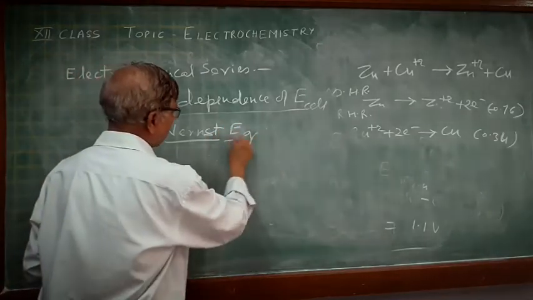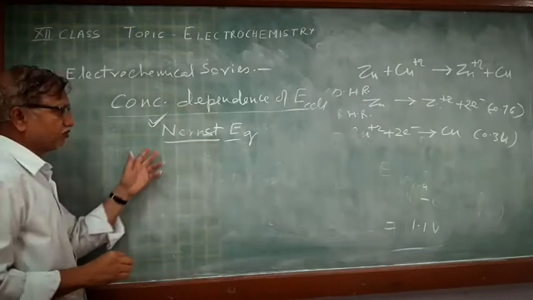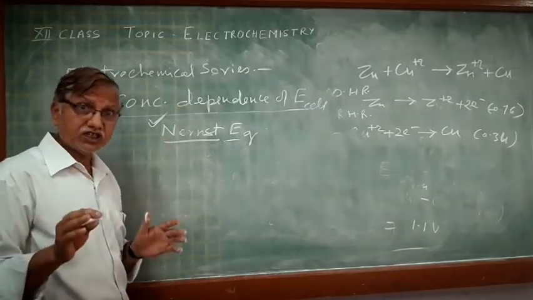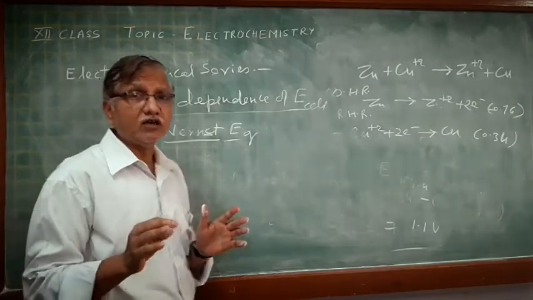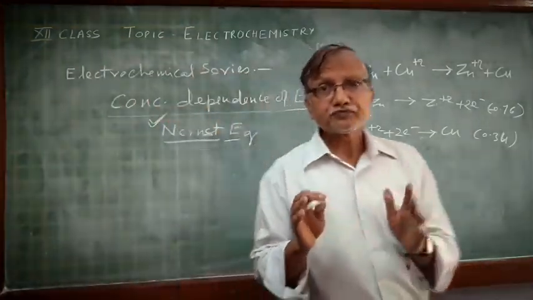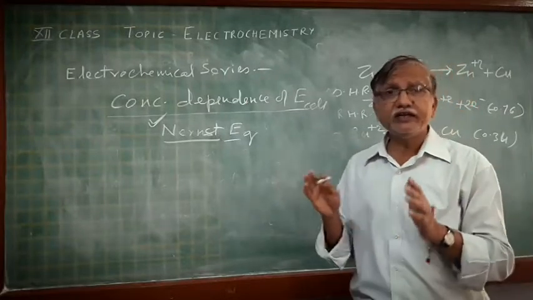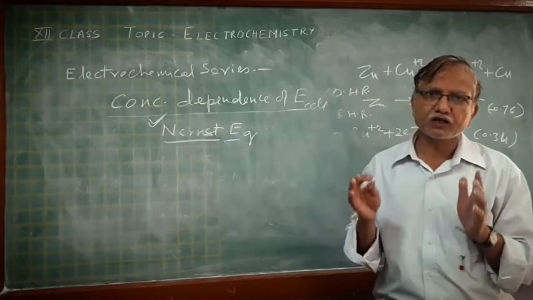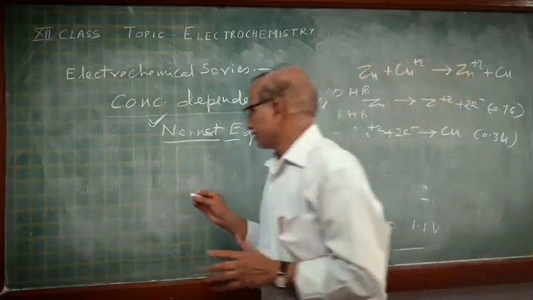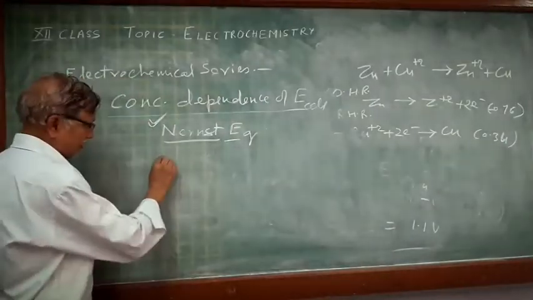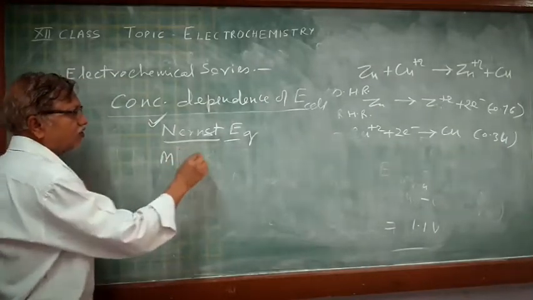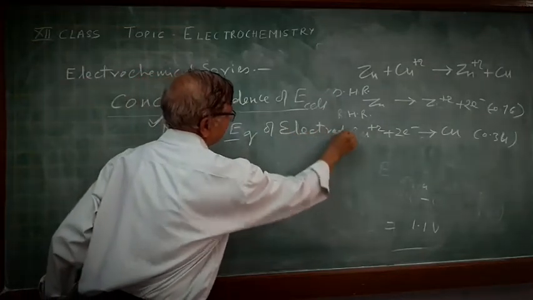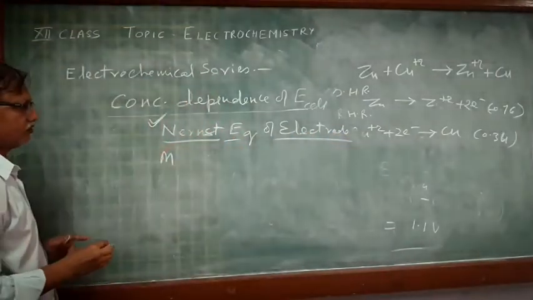For examination point of view, this Nernst equation is very, very important. So write the definition of Nernst equation. Nernst equation is a quantitative relation which explains the relation between electrode potential of the cell and concentration of electrolyte solution. Now suppose we consider the Nernst equation for electrode reaction. Today I will discuss this only. Nernst equation for electrode reaction.